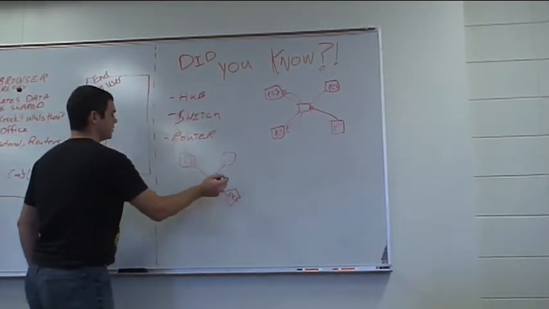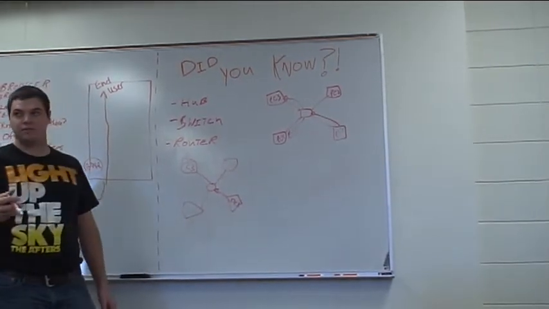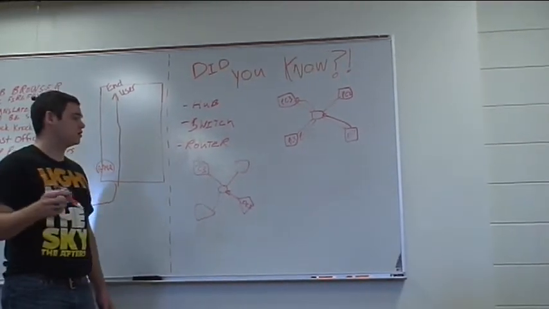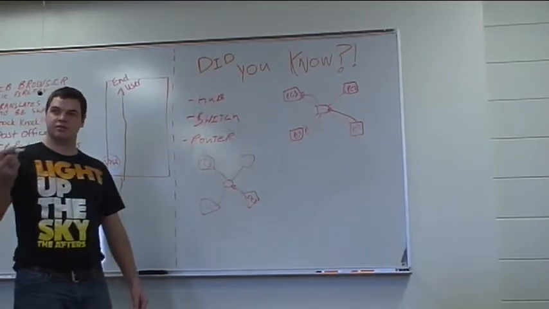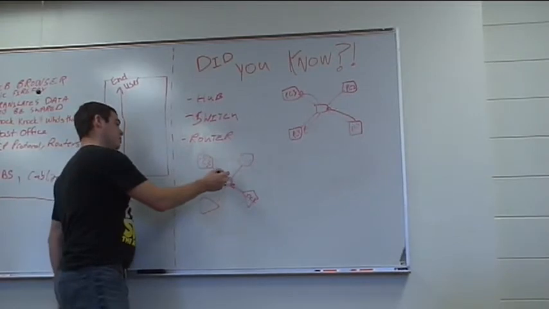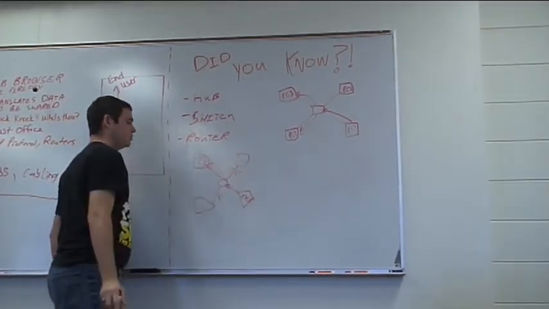Now, it knows that PC1's message is intended for PC3. So it pulls PC3's MAC address. Oh, this message goes there. So it sends it to PC3, not to PC4 or PC2.